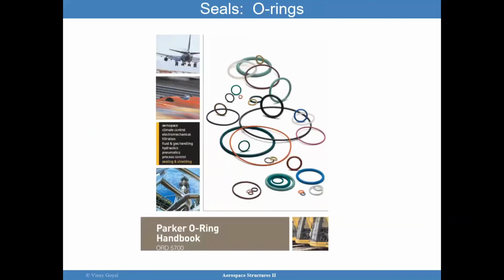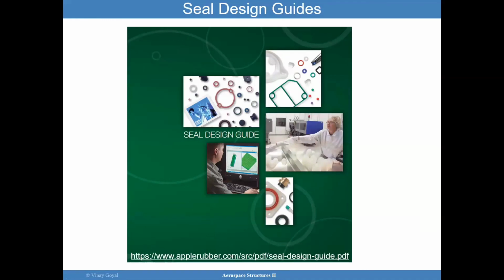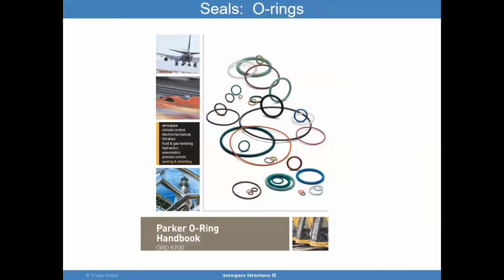I also encourage you to go through the Parker O-ring handbook to learn more about seals and O-ring performance, and also the seal design guides by Apple Rubber. I think these two sources are of extreme importance in the analysis of seals, and so I invite you to go through those materials because they play an important role in pressure vessel design that include flanges and bolted joints with, for example, an O-ring or a seal.